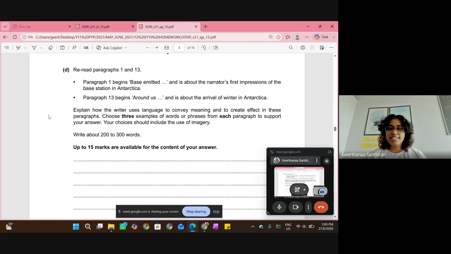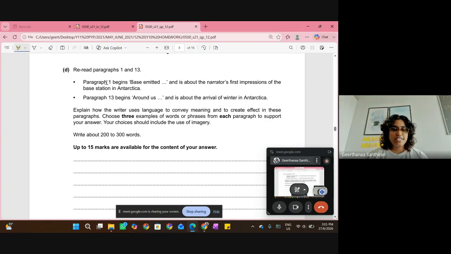here, firstly, we have to read the instructions carefully, the question carefully, underline the keywords, understand it, look at the right places for the right answers, right? So let's look at this. Reread paragraphs 1 and 13.